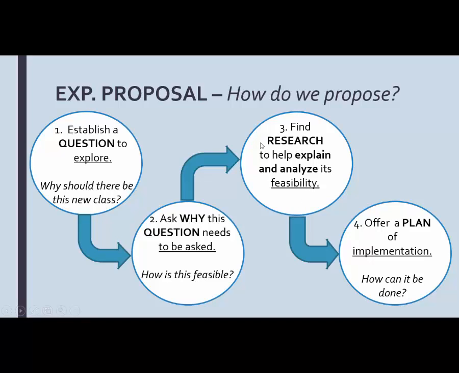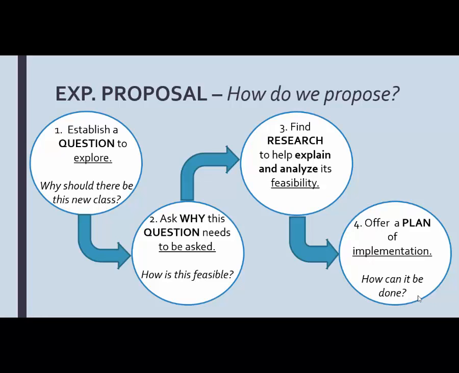Research is going to be the big new thing for Essay 2, doing research in an academic setting. You're not going to be allowed just to use your own personal experience anymore to support your thesis. So you're going to want to find research to help explain and analyze its feasibility. So after you've proved its feasibility, then you're going to want to offer a plan of implementation, answering the question, basically, how can it be done?